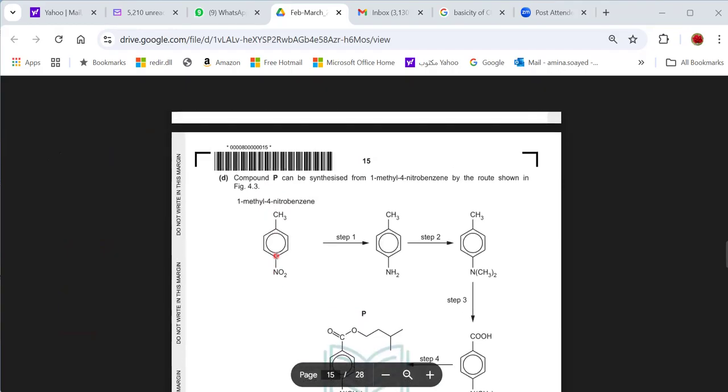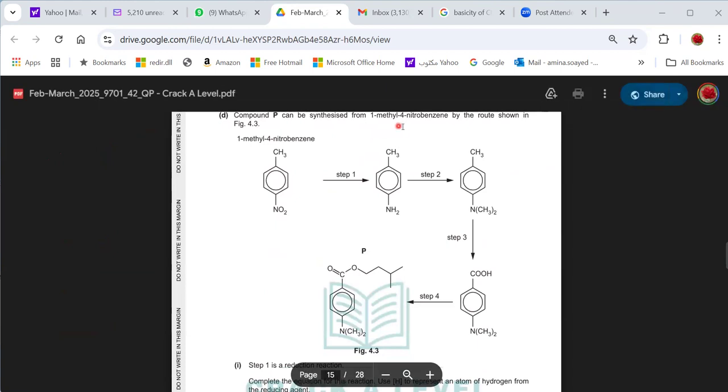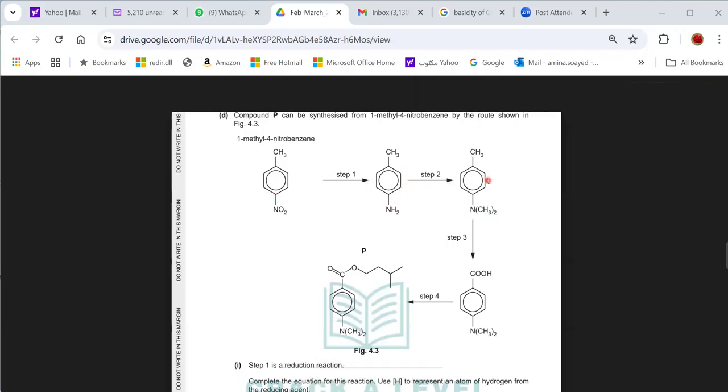D says compound P can be synthesized from 1-methyl-4-nitrobenzene by the route shown in the figure. So 1-methyl-4-nitrobenzene in step 1 gives this compound, in step 2 gives this, until we reach compound P.